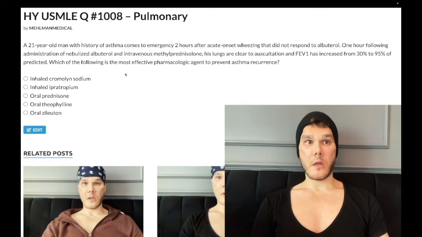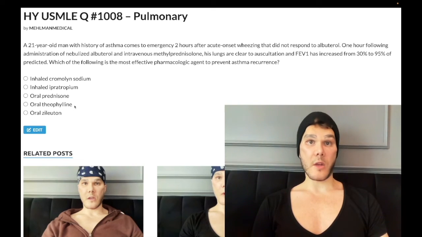Don't worry about omalizumab or anything like that, okay? Nothing obscure, just oral prednisone is last resort. It's most effective for decreasing recurrence, even though, no, we technically don't want to use it if we don't have to. Let's just hop through the others.